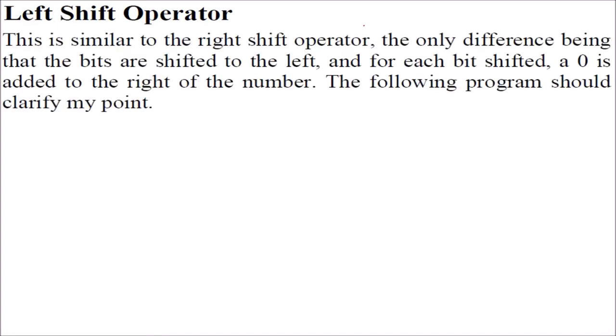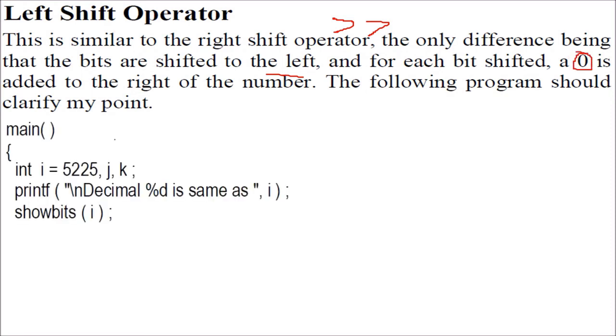Left shift operator, similar to the right shift operator, which was this. The difference is that the bits are shifted to the left, and for each bit shifted we add a 0 on the right. This is a program where I is 5225. So we'll pass this I to the show bits function.